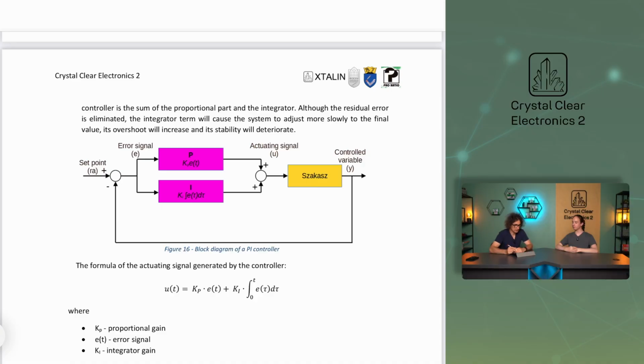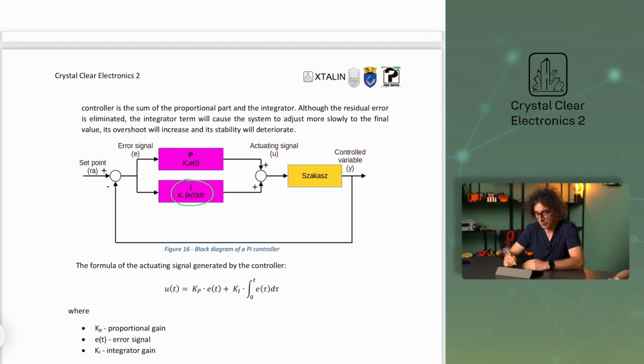However, we could not get the output to be always the expected value with any of the regulators. The PI controller can eliminate the residual error. Let's see what that looks like. To avoid this error, we will build an integrator into our controller in addition to the proportional term, which will be responsible for eliminating the residual error.